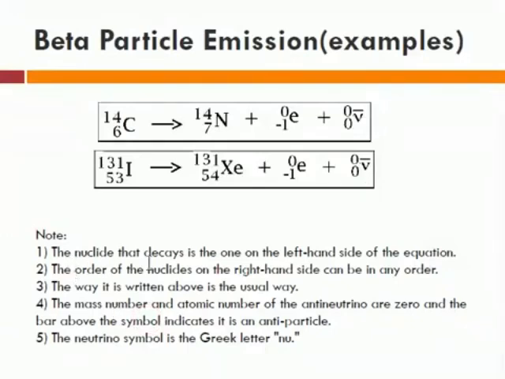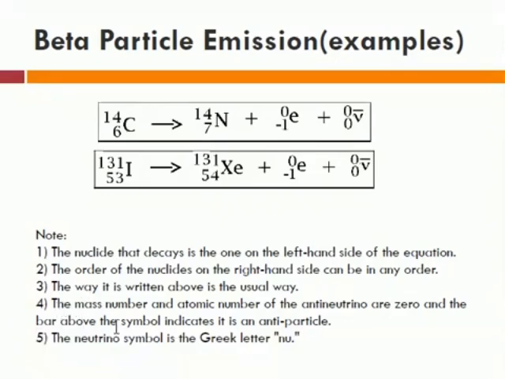So number 1, the nucleus that decays is the one on the left-hand side of the equation. Number 2, the order of the nuclides on the right-hand side can be in any order. So you can write first the beta particle and the anti-neutrino followed by this one. But the example here is the usual way it should be written.